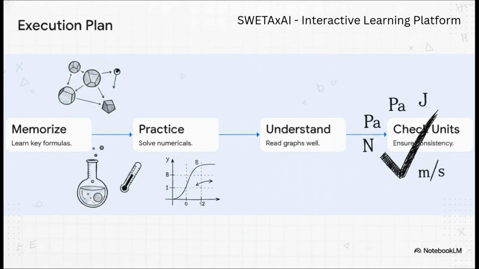So what's your actual game plan? Step 1, memorize those key formulas. Step 2, practice numericals heavily. Step 3, really understand your graphs, especially the physical meaning behind stress-strain curves. And Step 4, rigidly check your SI units. One mismatched unit will completely ruin a perfect calculation, so always double check.